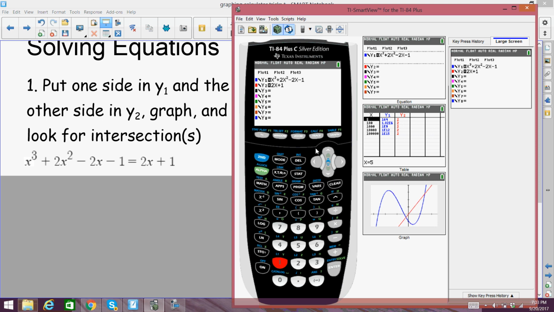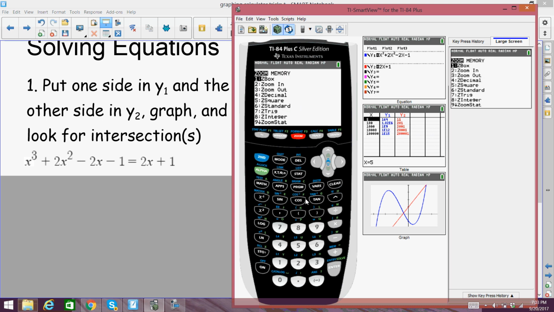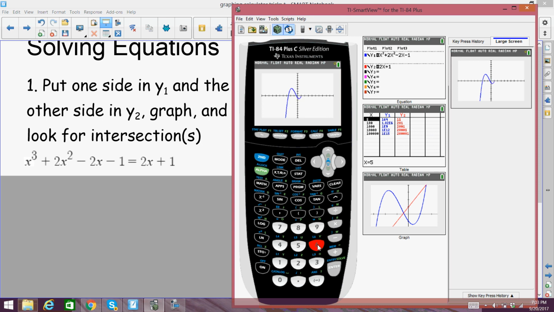And what I'm going to look for are the intersections. So let's graph it and see if we have a decent window. Okay, so I can see what's going to happen here. I think the line is probably going to pass through this other part of the graph down here, so I'm going to expand my window again. I'm going to go to Zoom Standard, Zoom 6, and see if we can fit it all in there.